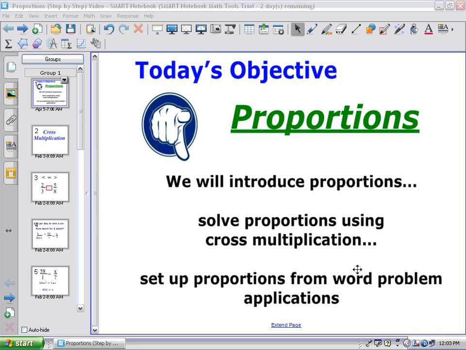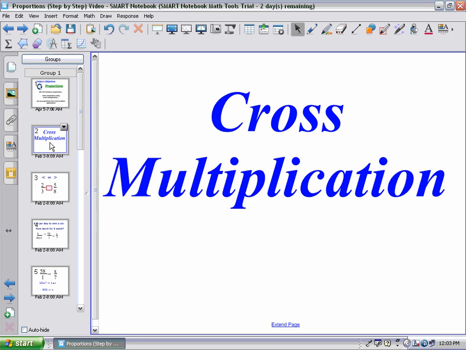Today we're going to talk about proportions, and what we're going to do is solve proportions using cross multiplication, and last but not least, set up proportions from word problem applications. By definition of math, a proportion is one fraction equal to another fraction. The key is one of the fractions has a missing piece, and our job is to find it. You find that missing piece by this technique, which is referred to as cross multiplication.